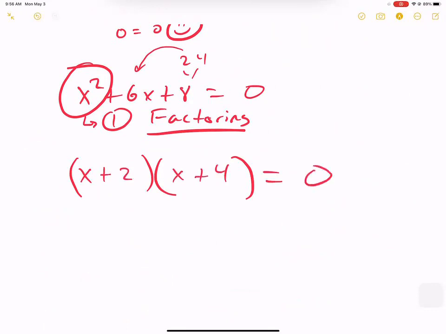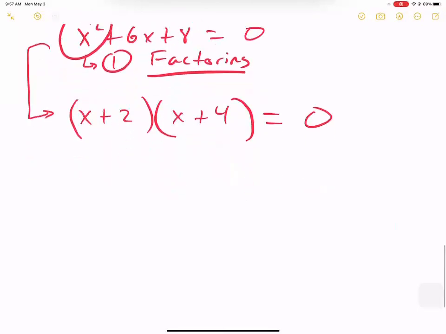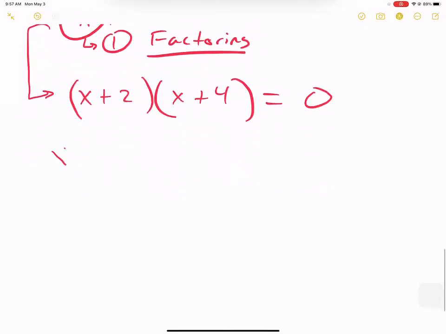And here's what I'm going to say. It's still equal to 0. Okay? X squared plus 6x plus 8 is equal to 0. If I factor, this is the same equation. Now, here is the trick. And this is why this is a super famous trick, solved by factoring. I can then say, I want each of you guys to become 0.